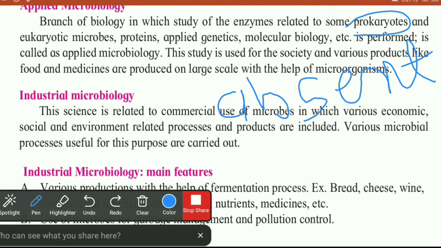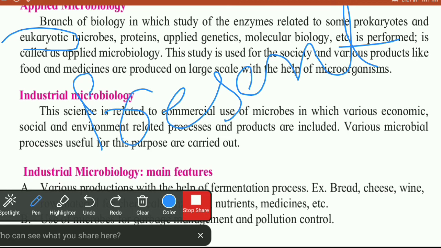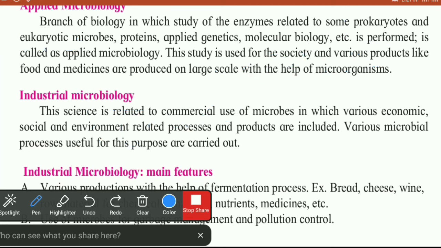The next is eukaryotic microbes. In eukaryotic microbes, the nucleus is present and all the functions are carried out. The study of the enzymes which are secreted in prokaryotic or eukaryotic microbes is said to be applied microbiology.